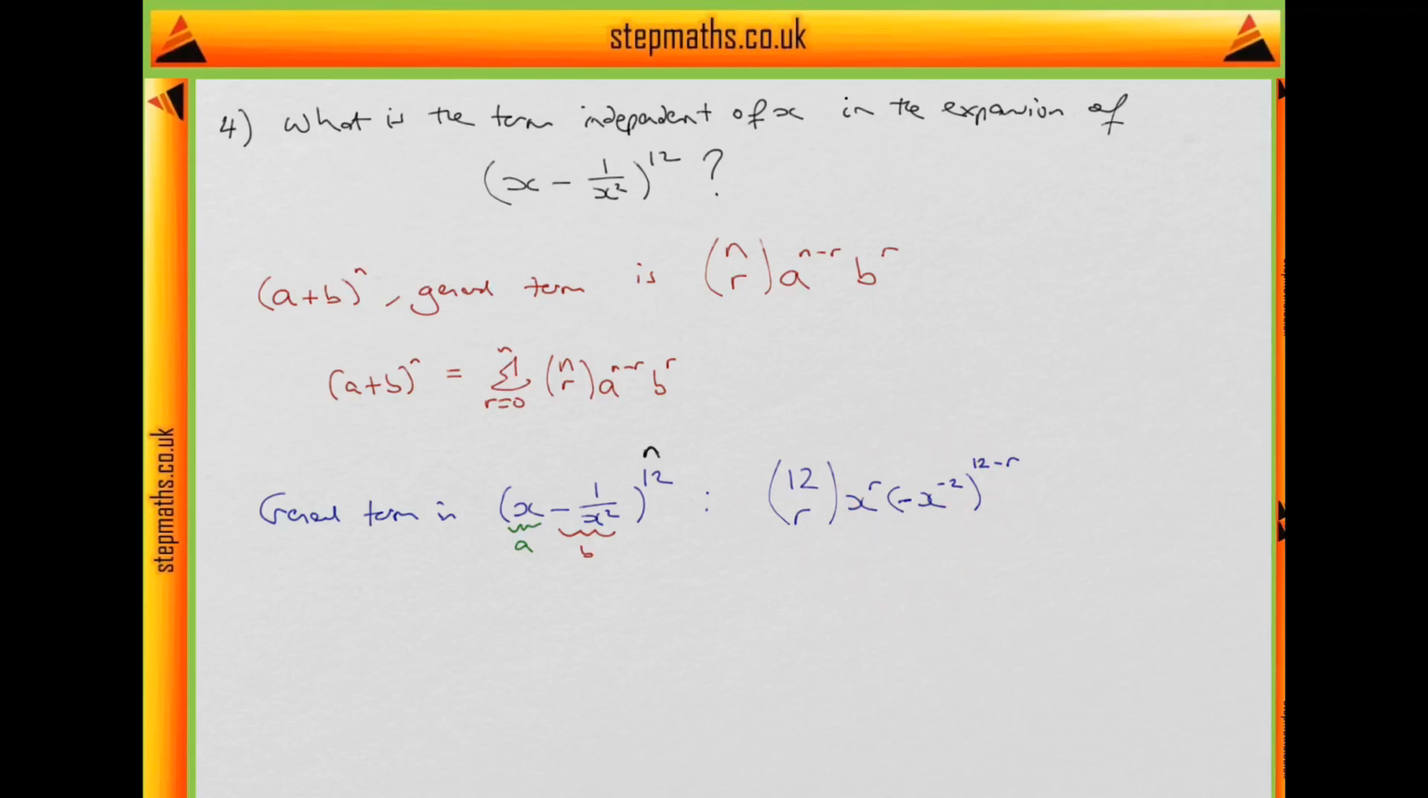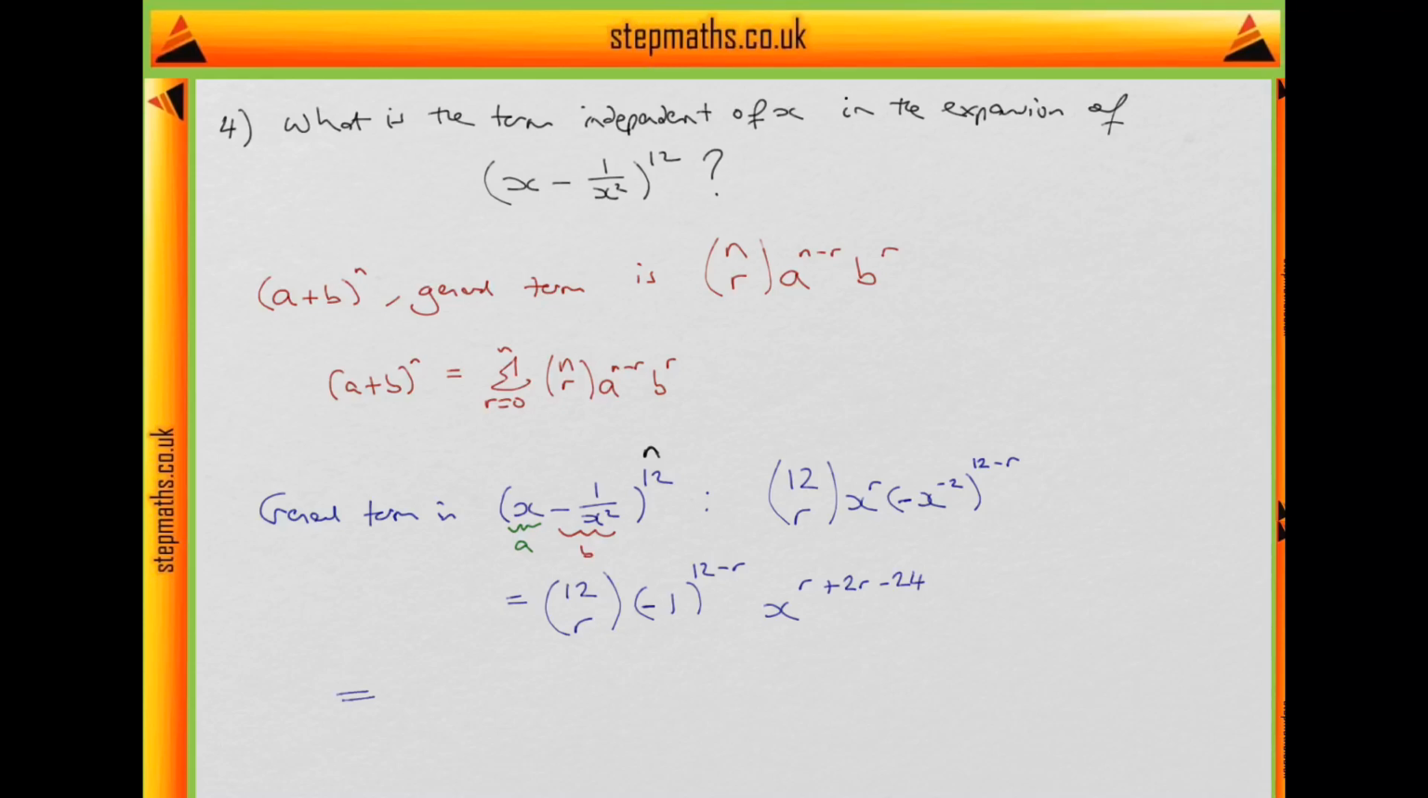So let's combine the powers. That is equal to 12 choose r, and then we'll bring the minus 1, so minus 1 to the 12 minus r. We're not concerned with that for now. And then it's x to the r, and then we have a minus 2 times a 12, which is a minus 24, and we have a minus 2 times a minus r, so we get plus 2r minus 24. Okay, and we want this to have no power of x in it.